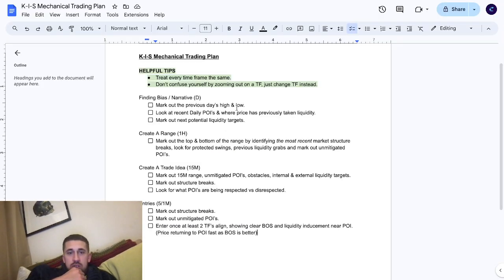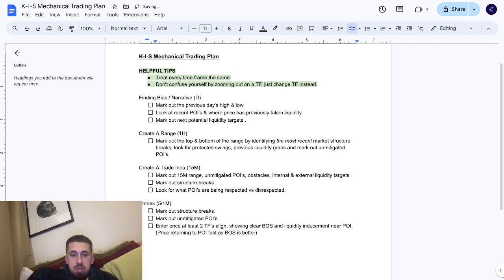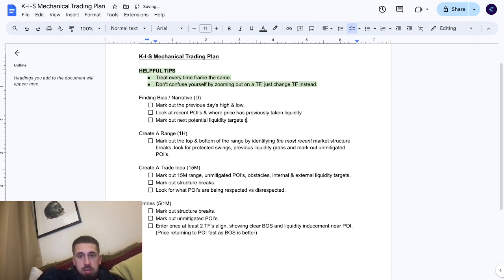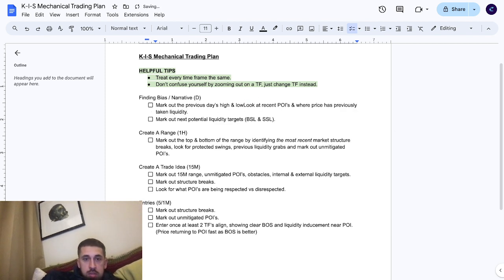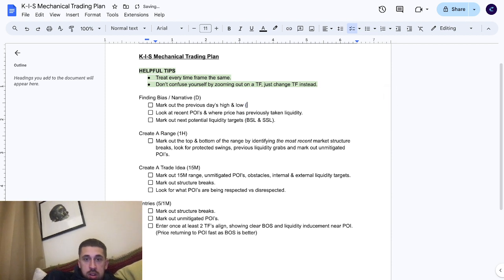Mark out previous state high and low. Look at daily. Look at POI and where price previously taken liquidity. Mark out next potential liquidity targets. I'll call that BSL and SSL, buy side liquidity, sell side liquidity. I'm just going to put that as PDH and PDL.